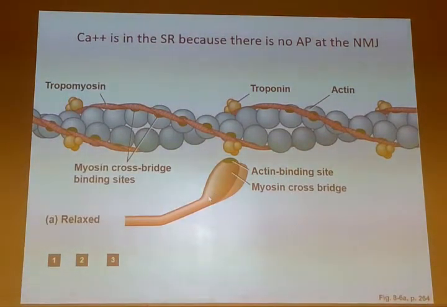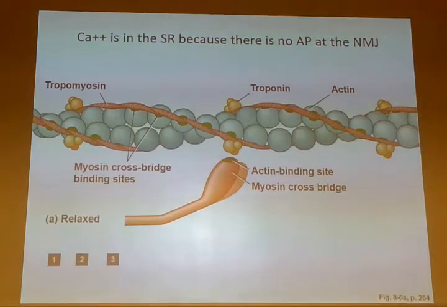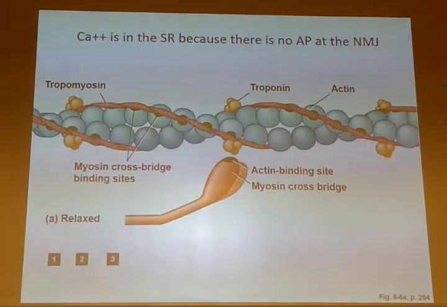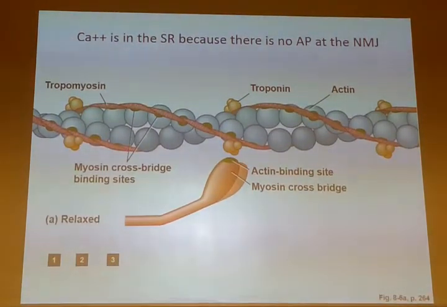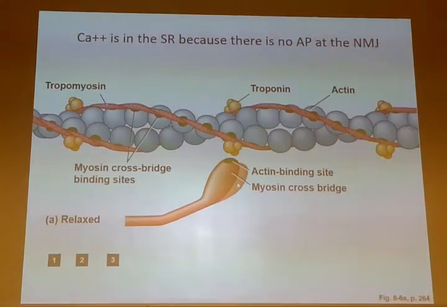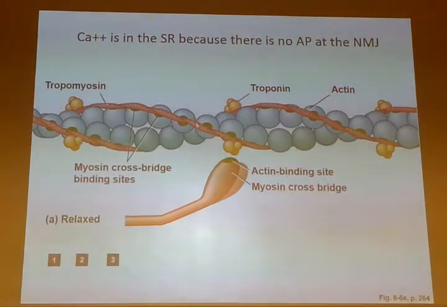There is already bound, in this relaxed state, ADP and Pi. It was ATP, but the ATPase in the head of myosin changes it, cuts the bond, but keeps the Pi, the inorganic phosphate, and the ADP bound to myosin, waiting until the actin site is open.